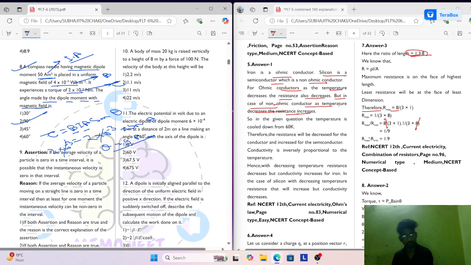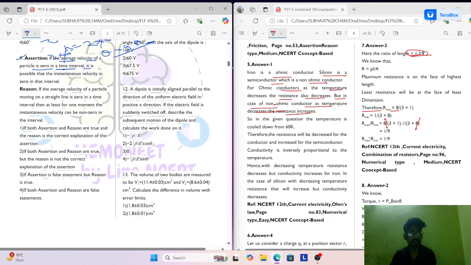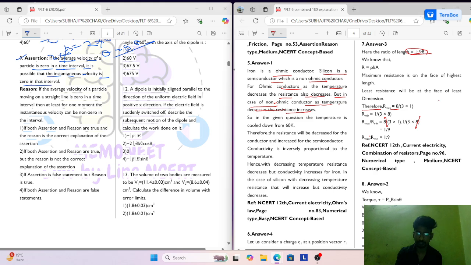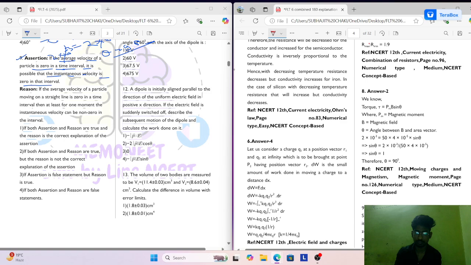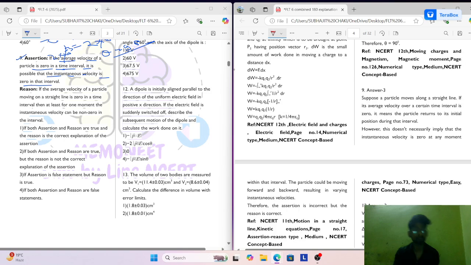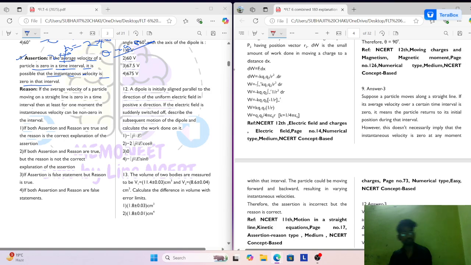Assertion reason. Question number 9. The average velocity of a particle is 0 in a time interval. It is possible that the instantaneous velocity is 0 in that interval. Maybe or maybe not. Okay.